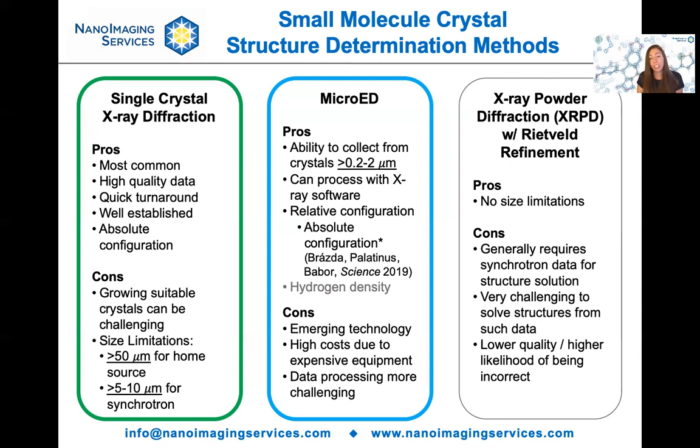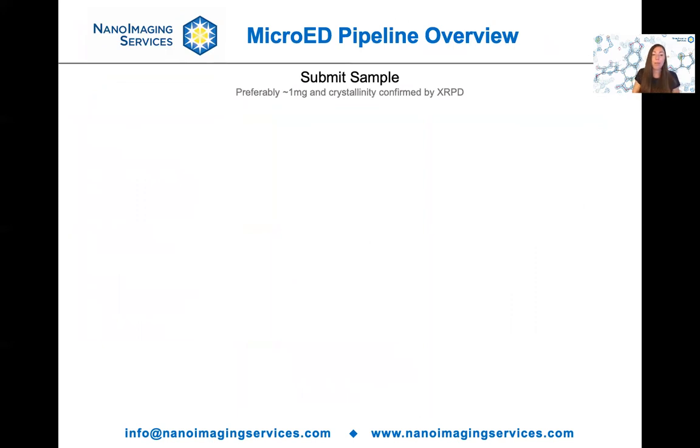And it can be very challenging to determine structures from such data. There's a lot of peak overlaps, depending on the size of your unit cell, and high resolution data can be hard to pick out. So you have a higher propensity of the model coming out of here potentially being incorrect. In that regard, I would say microED is a better choice when you have small crystals than doing Rietveld refinement. All right, so here's a look at how the microED pipeline at Nanoimaging Services works.